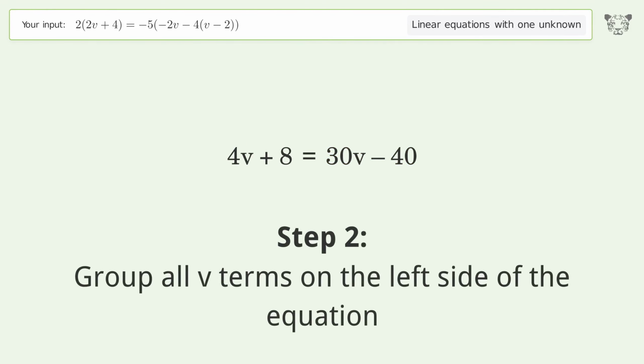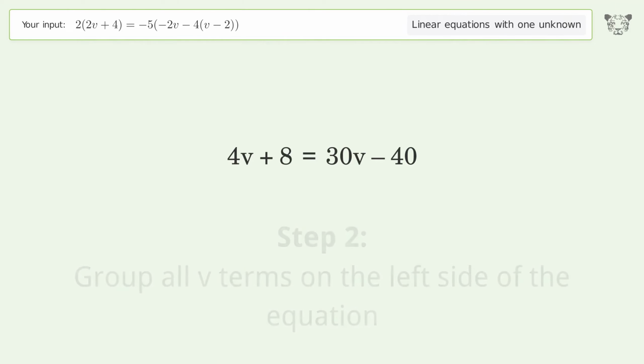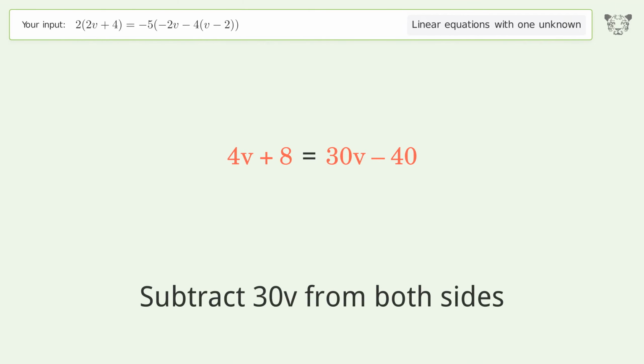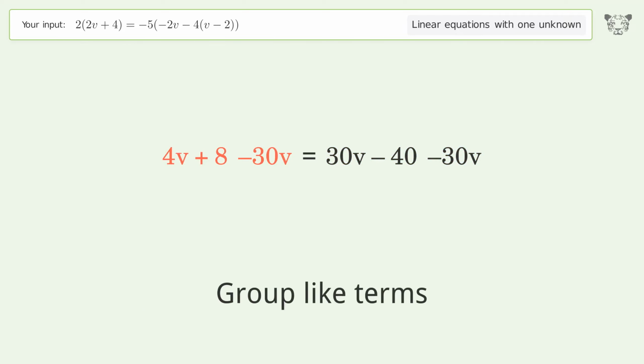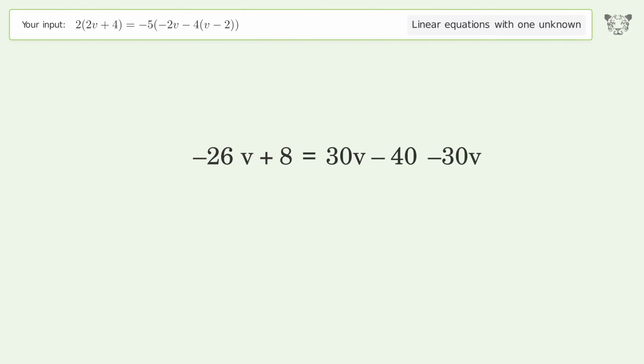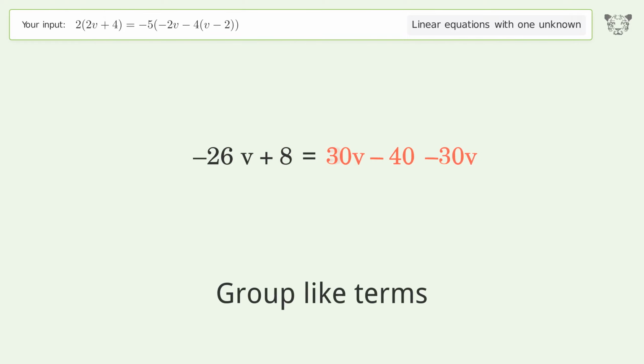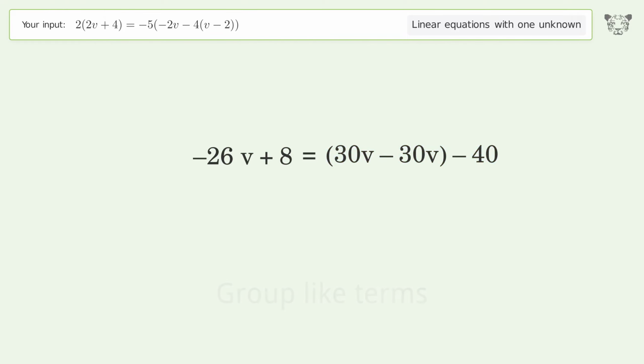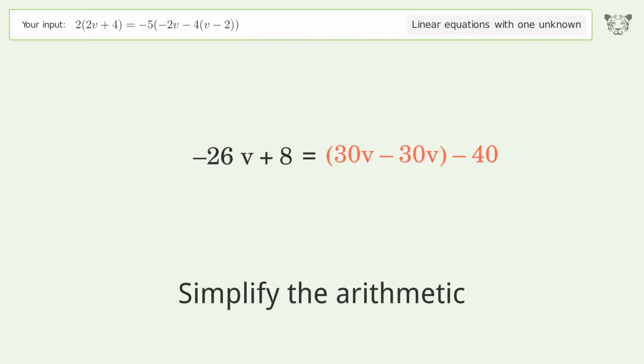Group all v terms on the left side of the equation. Subtract 30v from both sides. Group like terms. Simplify the arithmetic. Group like terms. Simplify the arithmetic.